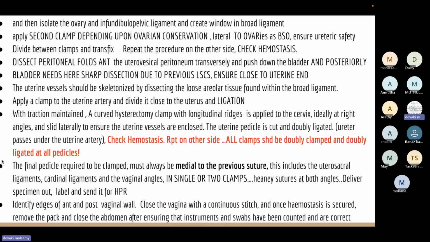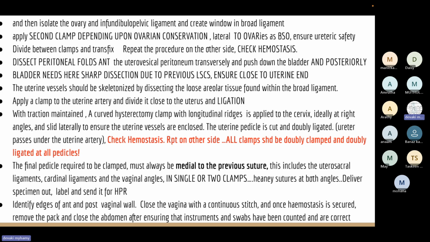The final pedicle includes, yes, you can say the uterosacral, cardinal ligaments and vaginal angles. This can be done in a single clamp or in two clamps also, depending upon the size of the uterus. When it comes to the uterosacral or cardinal ligament, Heaney sutures will be taken at this point and tightened. After that, vaginal angles will be taken and cut, extend the incision, complete the vaginal angle incision, and deliver the uterus out.